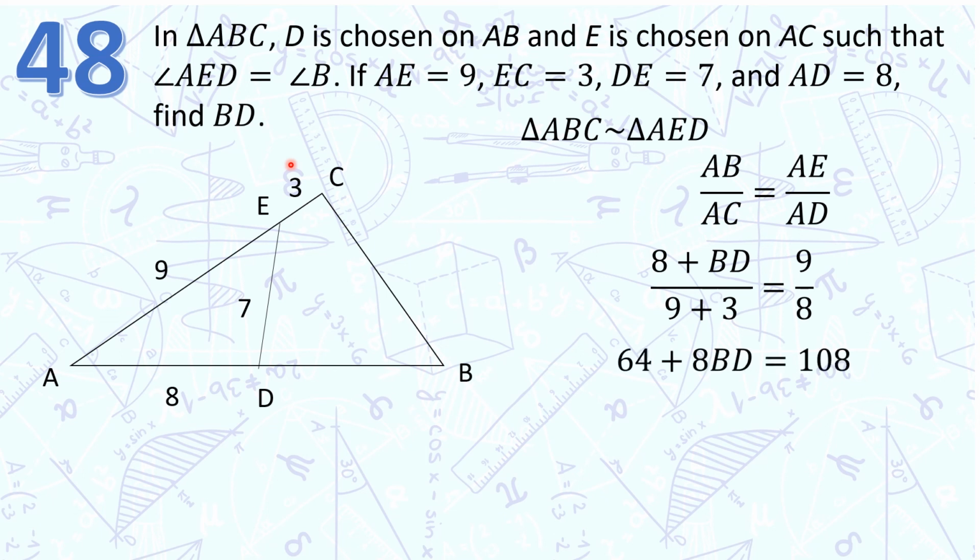Then we have 8 times (8 plus BD), 64 plus 8BD. 9 plus 3 is 12, times 9, that is 108. Therefore, 8BD is equal to 108 minus 64. Divide both sides by 8. We have BD equals 5.5 units.